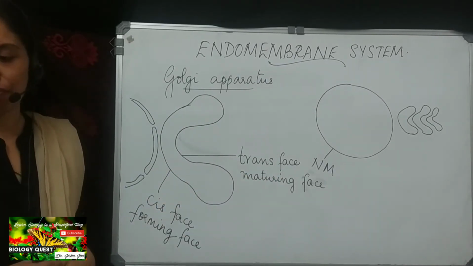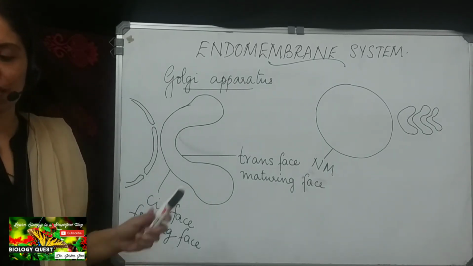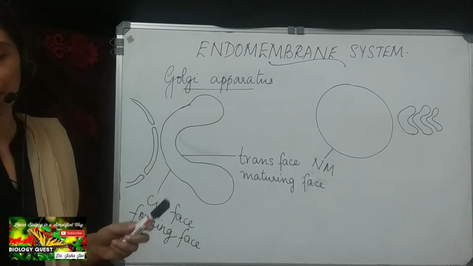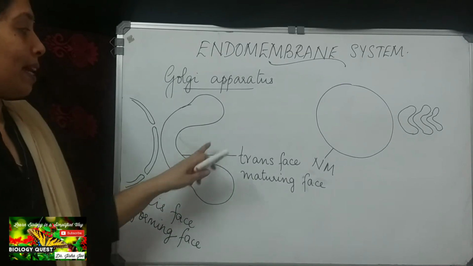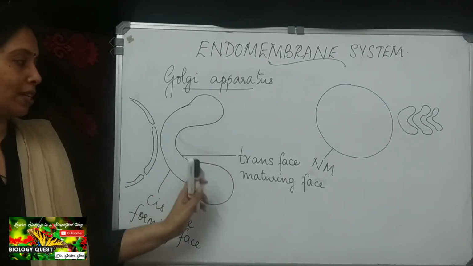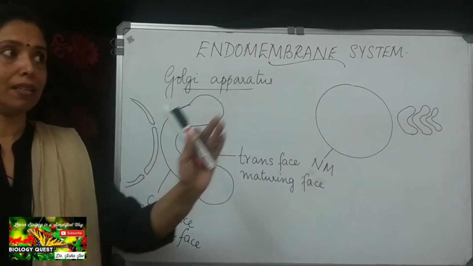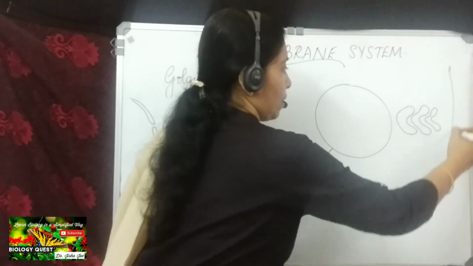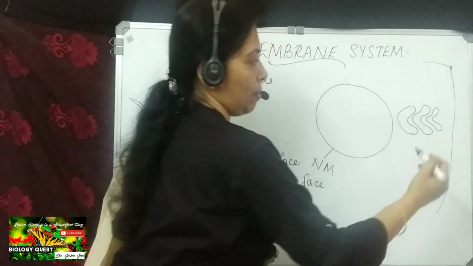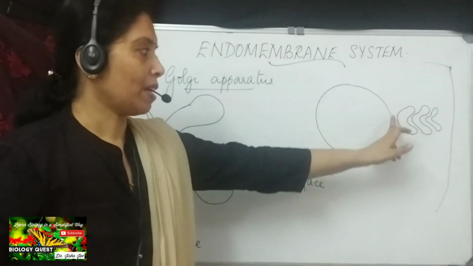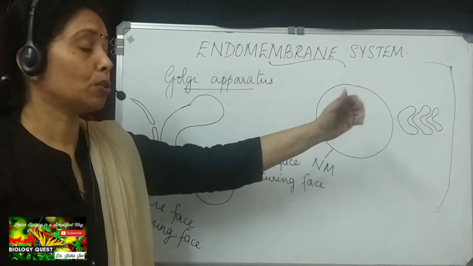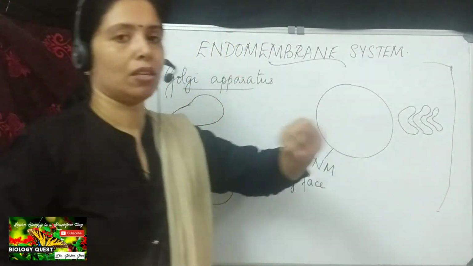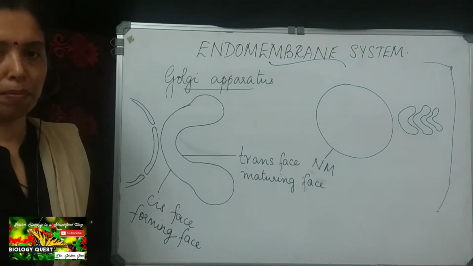And as I told you, the convex phase, or the cis phase, will be towards the nuclear membrane, towards the endoplasmic reticulum, whereas the concave phase, that is the trans phase, will be towards the cell membrane or the plasma membrane. So if I draw the cell membrane there, that is the cell membrane. You can see the cis phase is towards the nuclear membrane or towards the endoplasmic reticulum, whereas the trans phase is seen close to the plasma membrane.